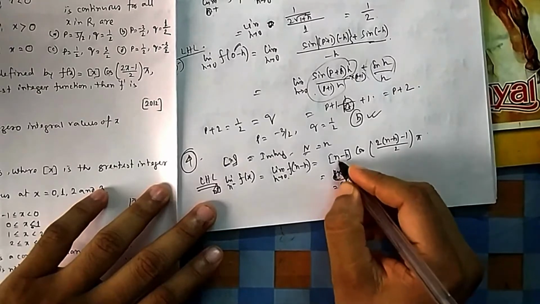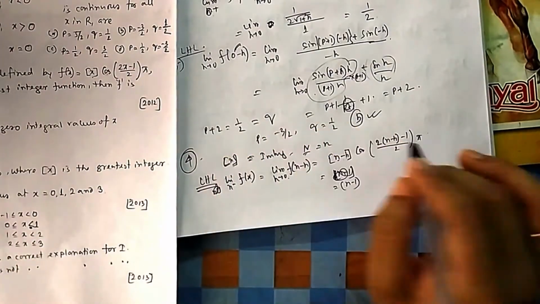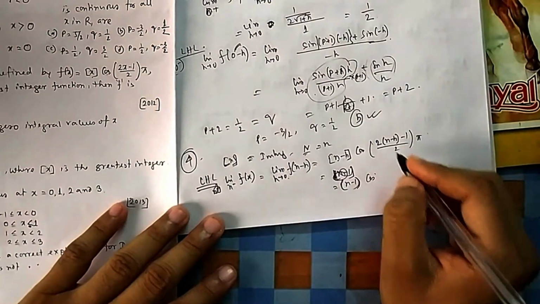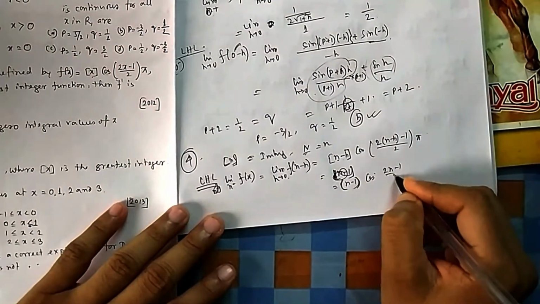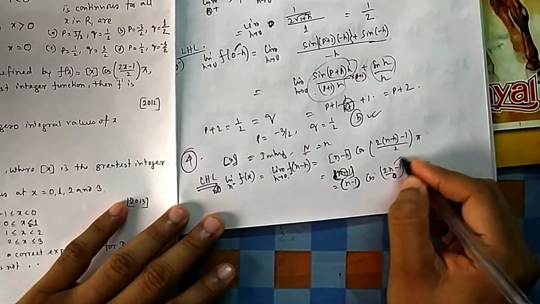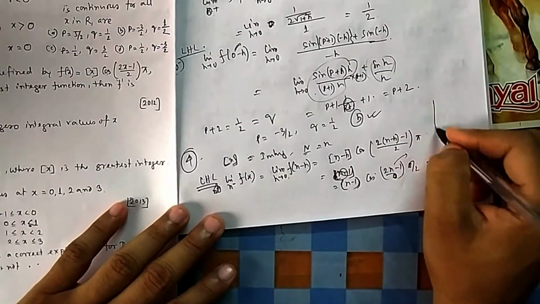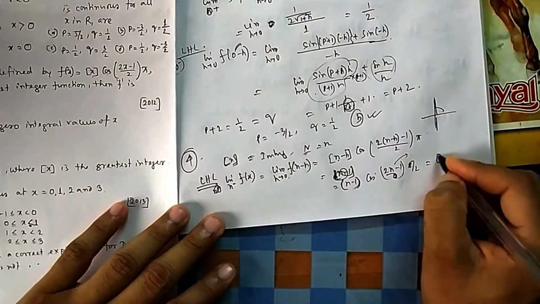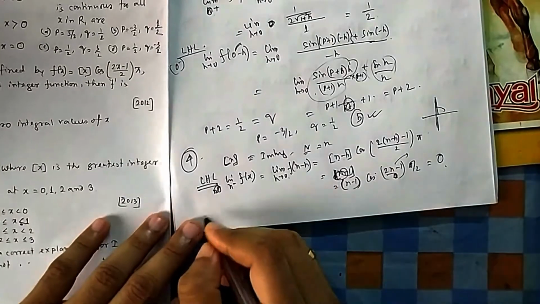If I write little less than 2, then 1 will come out of the box, greatest integer. So it is n minus 1. And cos, if you put h as 0, then it is 2n minus 1 into pi by 2. So what is 2n minus 1? 2n minus 1 is an odd multiple, so cos of pi by 2, 3 pi by 2, 5 pi by 2 are all 0, so it is 0. 0 into n minus 1, that is 0.